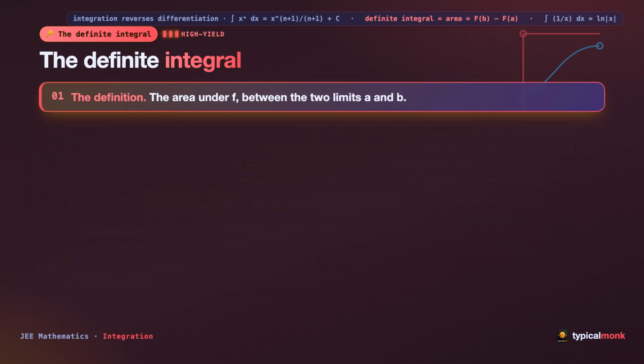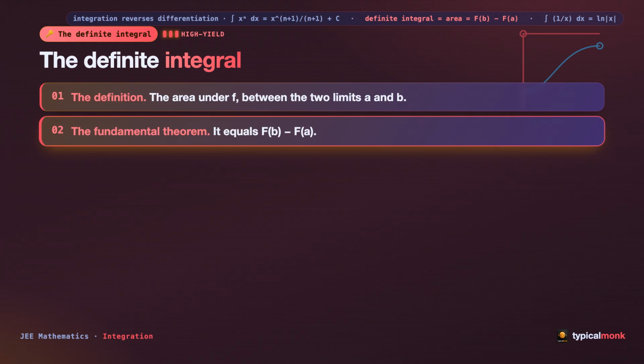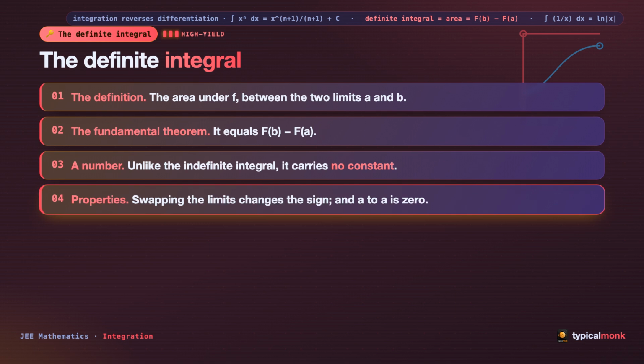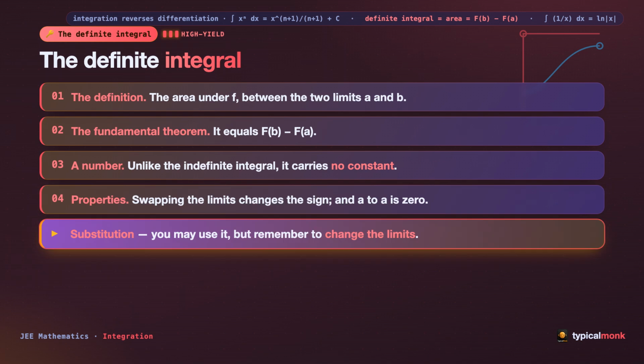Now the definite integral, in full. The definition. It is the area under f between the two limits a and b. The fundamental theorem. It equals F of b minus F of a. A number. Unlike the indefinite integral, it carries no constant. It is a single value. Properties. Swapping the limits changes the sign, and the integral from a to a is 0.